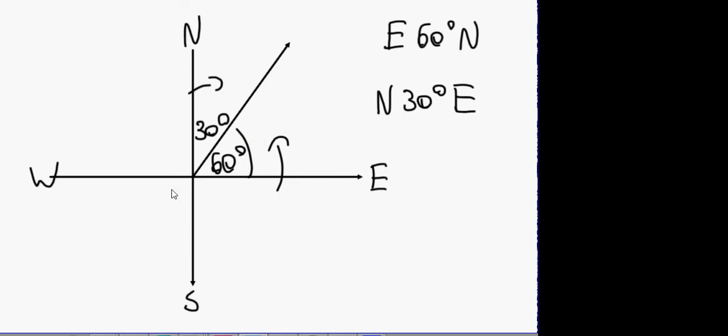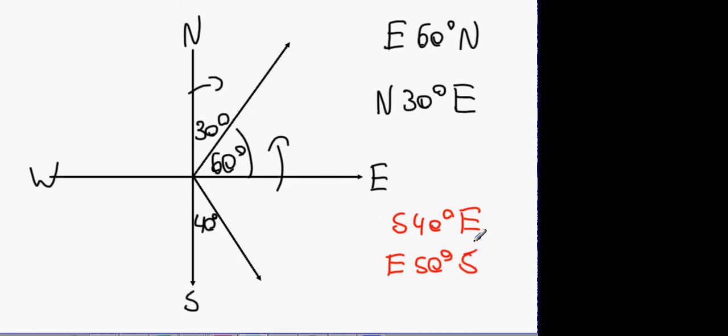What about this direction here? South 40 degrees east. Or east 40 degrees, 60 degrees south. 50 degrees. You have to add up to 90. Take it away from 90. South. Is that alright? Yeah.